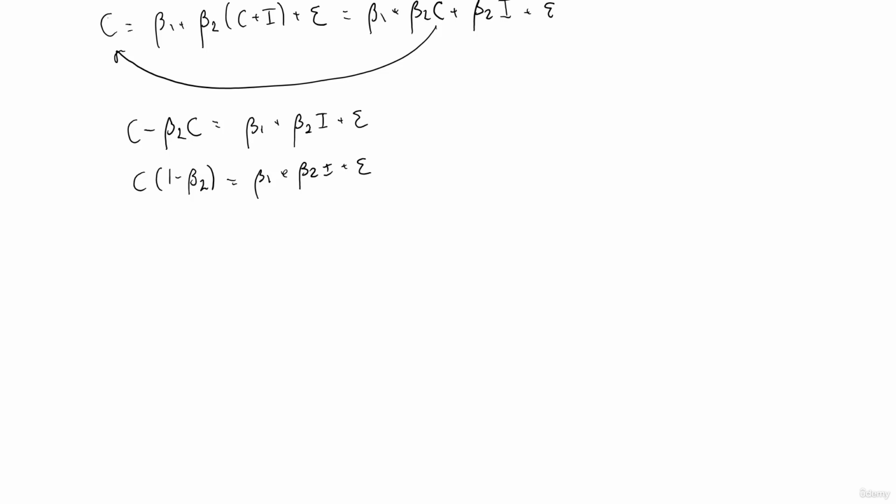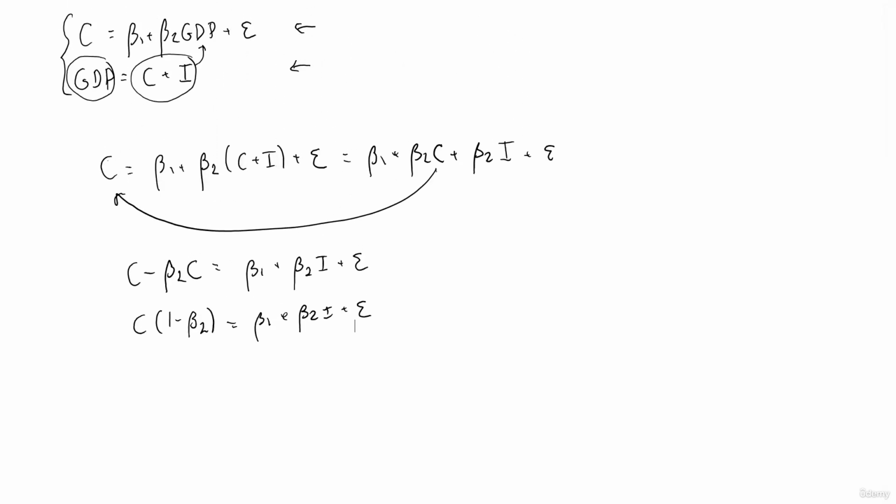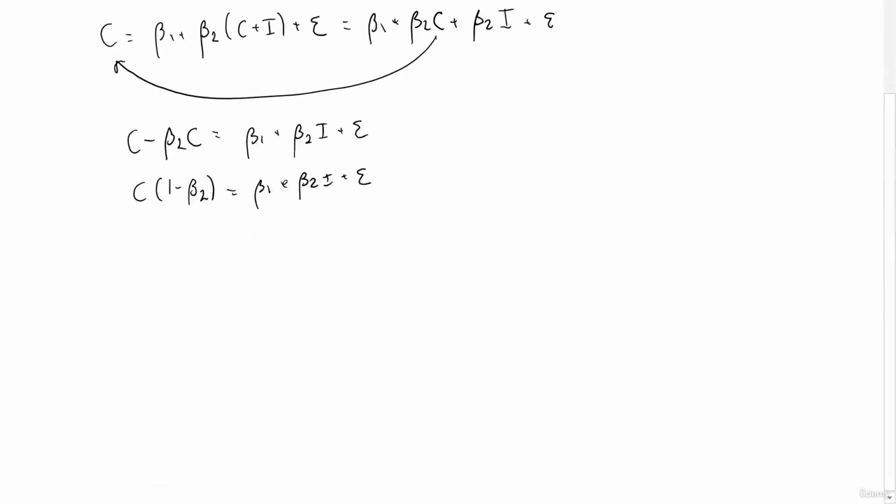And if I divide both sides by 1 minus beta 2, assuming that beta 2 is not 1, which makes sense, a beta 2 of 1 would imply that we have a marginal propensity to consume which is 1, which would imply that consumption is all of investment. So if I divide by 1 minus beta 2, we get the reduced form equation for consumption, which is beta 1 over 1 minus beta 2, plus beta 2 over 1 minus beta 2 times I, plus epsilon over 1 minus beta 2.